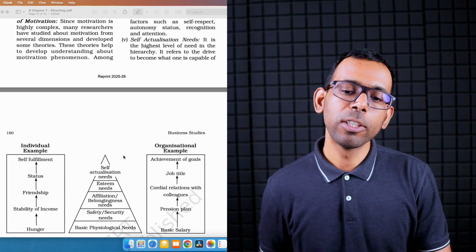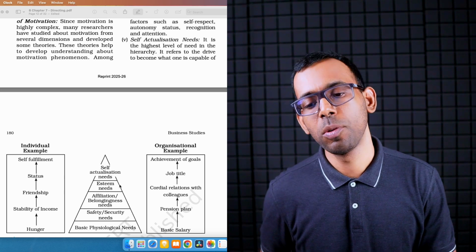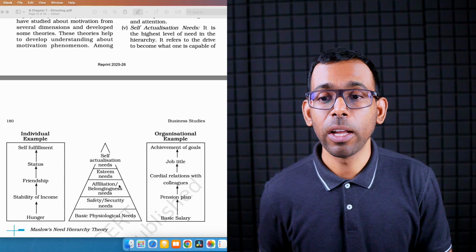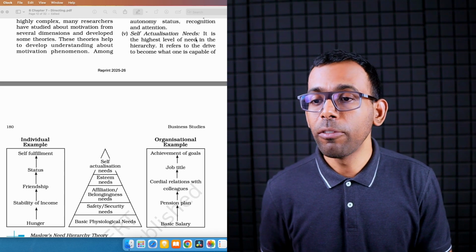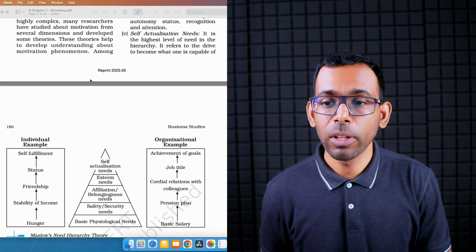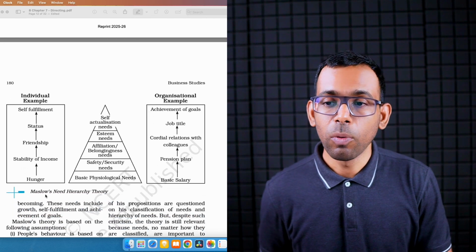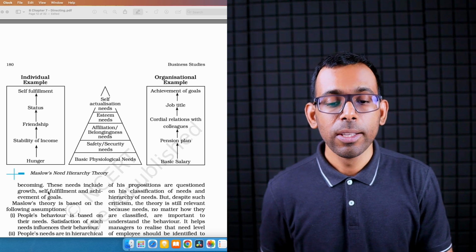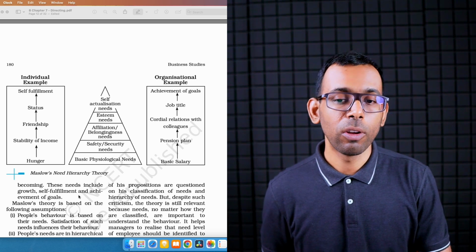The last level is, once you are a success, once you have got the approval of society and everything, once you have had a taste of that, the last level is self-actualization need. It is the highest level of need in the hierarchy. It refers to the drive to become what one is capable of becoming. These needs include growth, self-fulfillment, and achievement of goals.